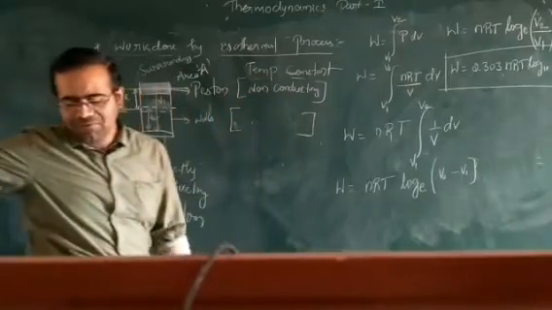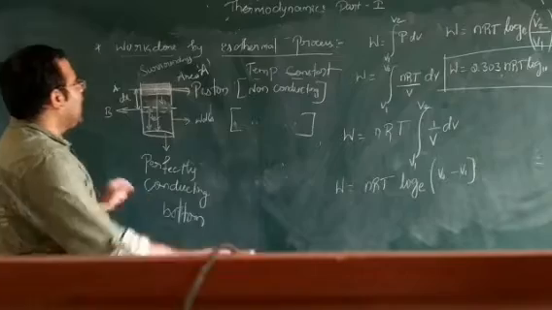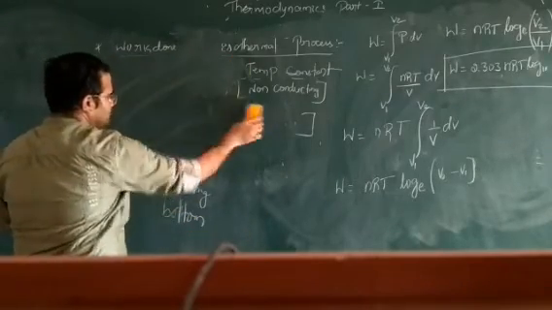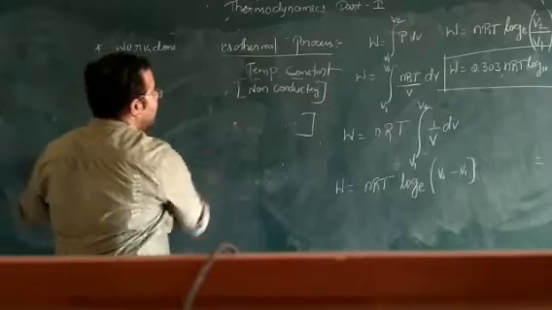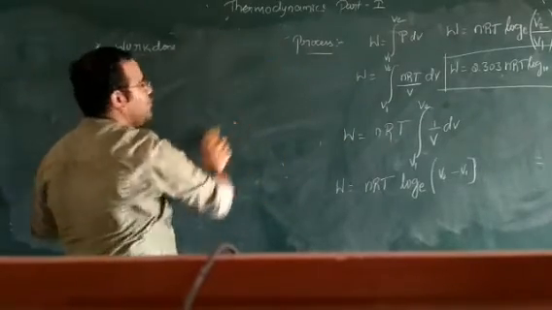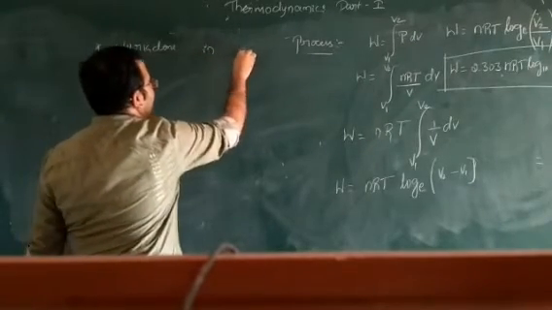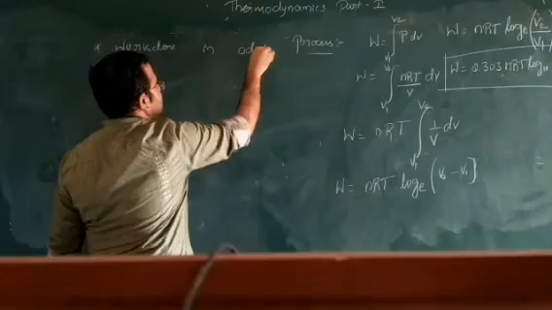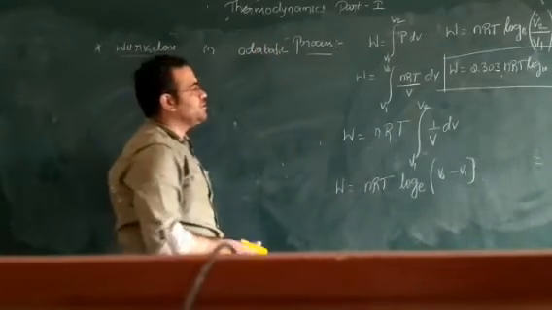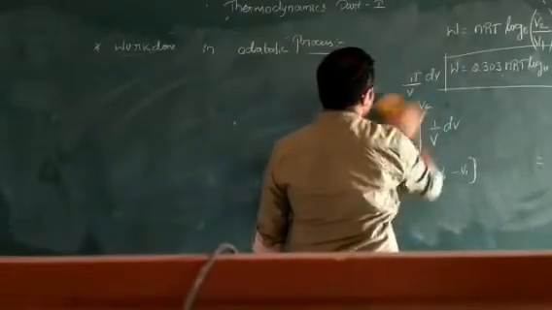Next, after getting the work done by the isothermal process, next we are going to observe work done in the adiabatic process. Let us see how work is done in the adiabatic process and what is the final equation corresponding to work done when we observe the adiabatic process.